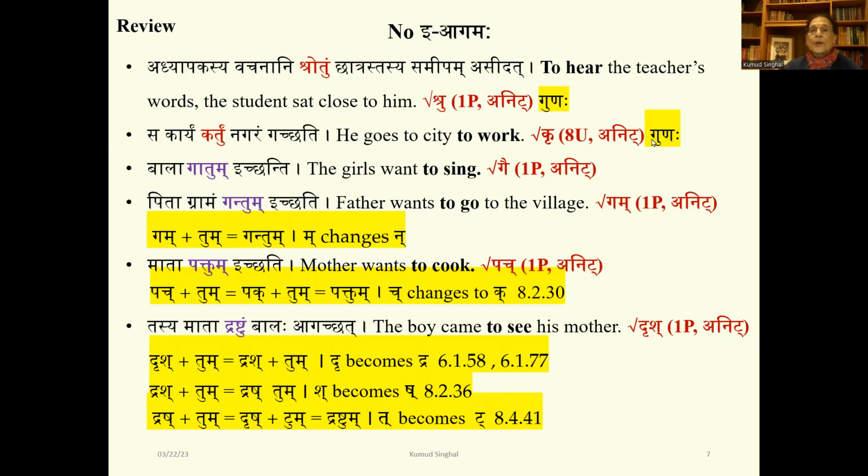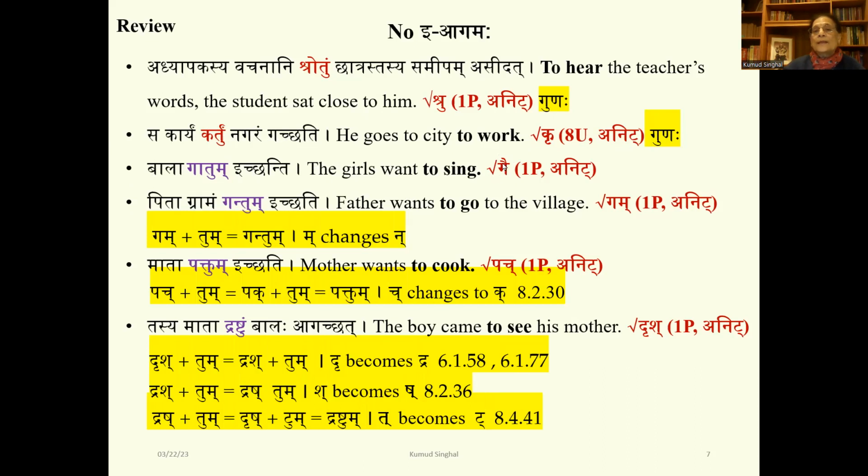So there will be a guna, but no e agama. So that's why from kra, you have kartum. This ra takes the guna ar, so that's why you have kartum. Now, there are many irregular forms also, and a number of sandhis all happen.